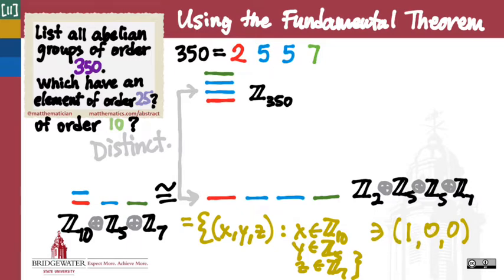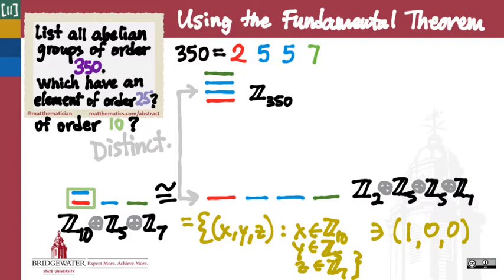In my picture, what is 10? 10 is 2 times 5. Right? And so 10 is nothing more than a stack that has a red chip and a blue chip both in it. Right? So here is an element of order 10 right there in that group.